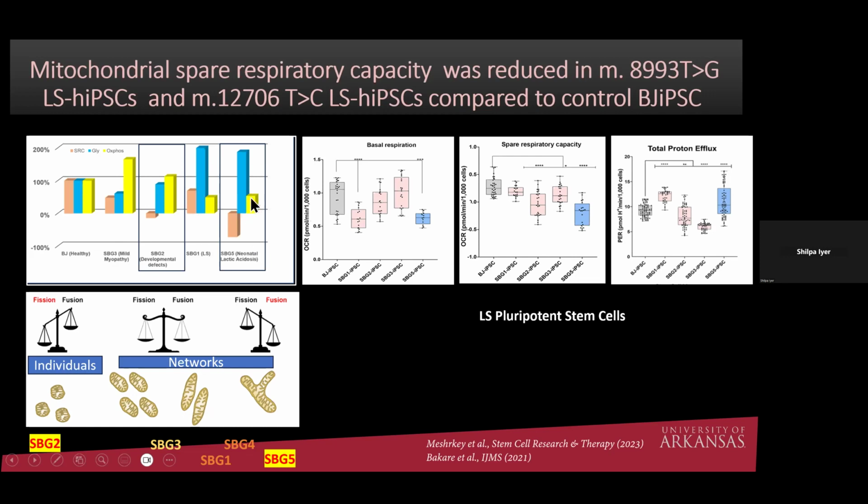But here you can see that although they adapt to a higher glycolytic phase, their spare capacity is low. And those lines with lower reserved spare capacity, or ability to adapt to stress, also had mitochondrial fragmentation. They were either fragmented or they were fused. So the morphology was very much linked with mitochondrial spare capacity rather than basal respiration or glycolysis.